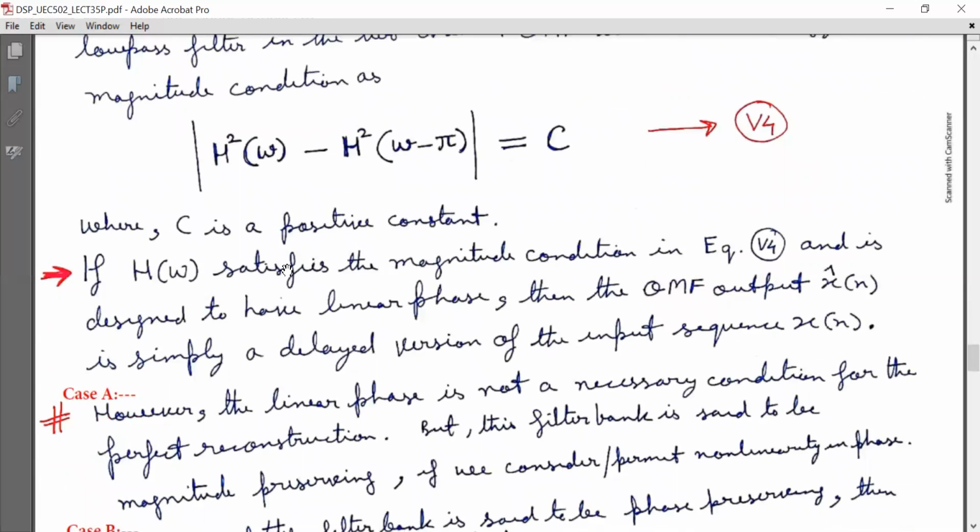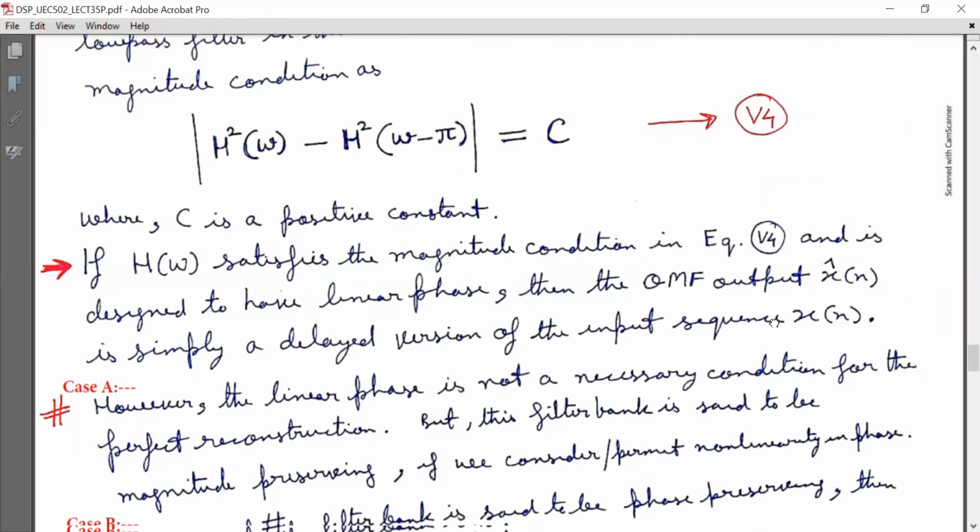If H(ω) satisfies the magnitude condition in equation V4 and is designed to have linear phase, then the QMF output x cap n is simply a delayed version of the input sequence xn. So I repeat, if H(ω) satisfies the magnitude condition in V4 and is designed to have linear phase, then the QMF output x cap n is simply a delayed version of the input sequence xn under ideal conditions.